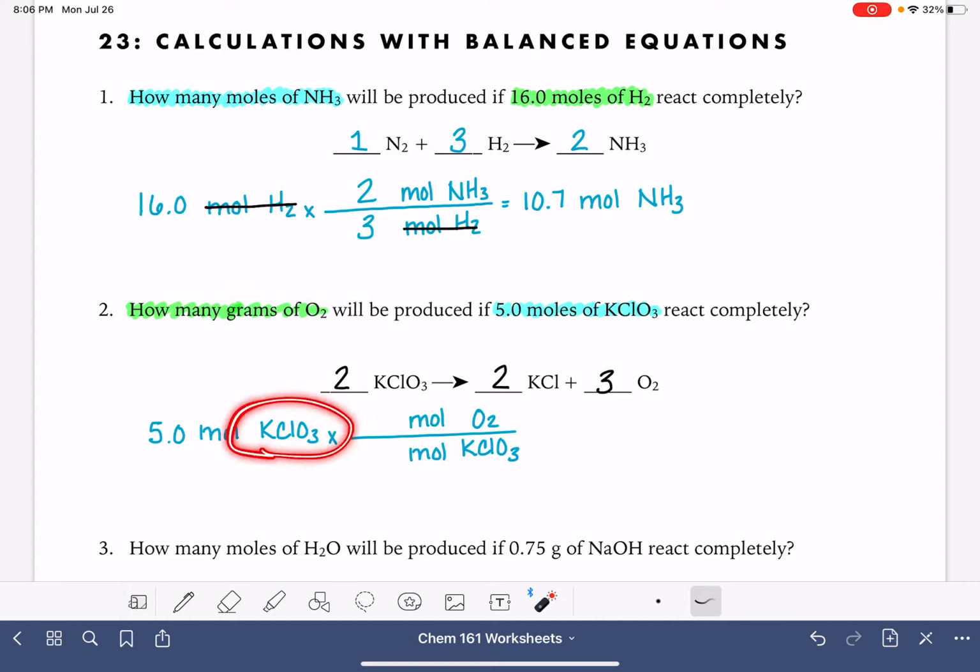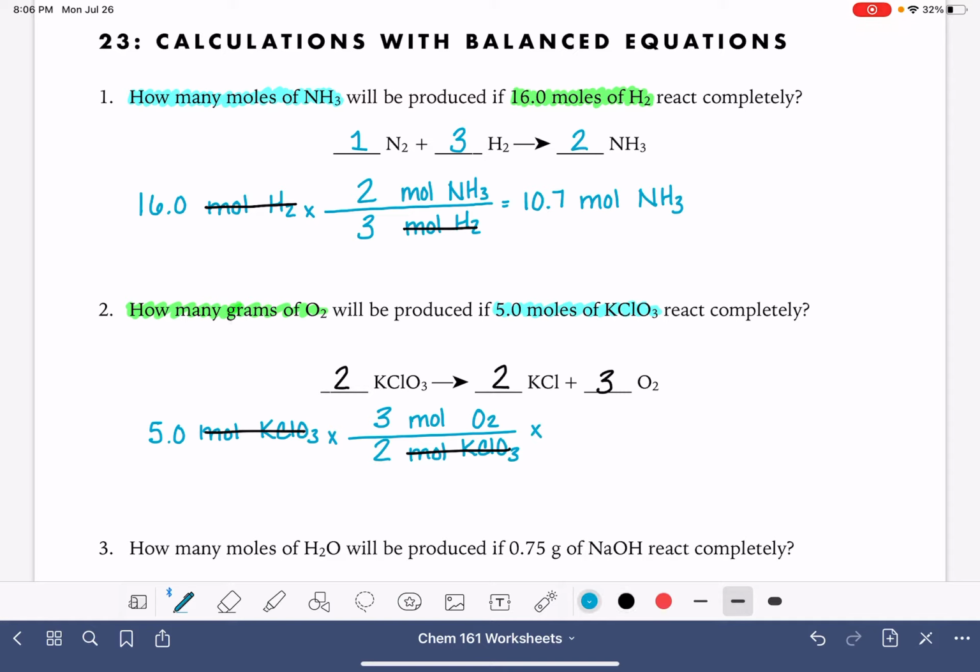Again, if we're converting from KClO3 into a different molecule like O2, we have to do that in a mole to mole conversion, where in the conversion factor we have units of moles on the top and the bottom. And remember that this part of the conversion factor is coming from the coefficients in the balanced chemical equation. 3 moles of O2 and 2 moles of KClO3 because those are the stoichiometric coefficients. And that will get rid of our moles of KClO3.